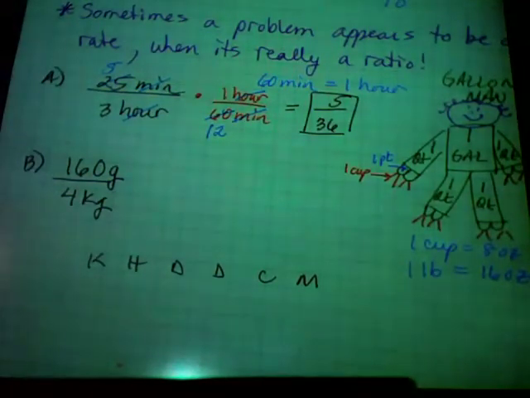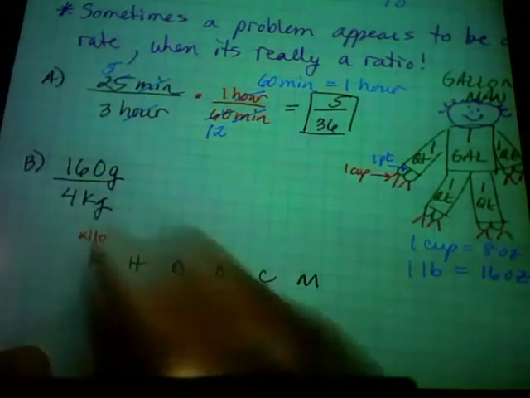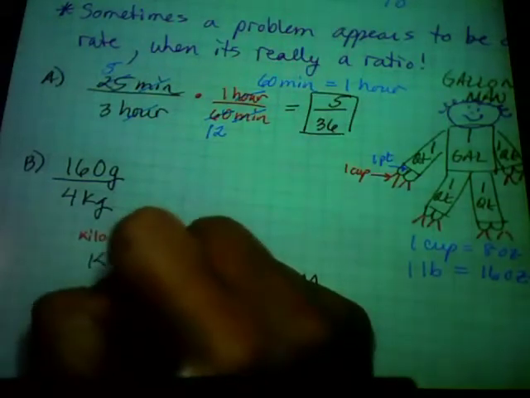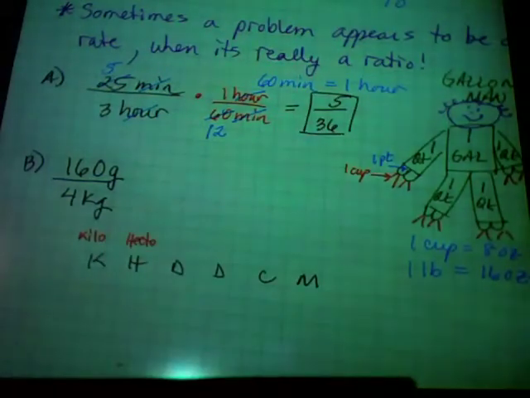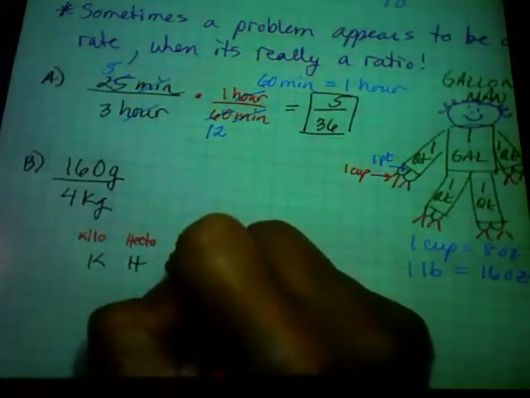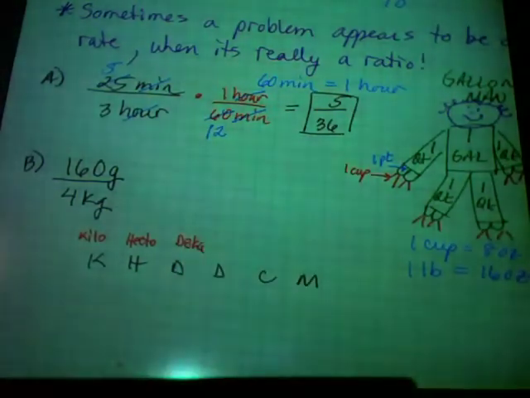We have some more to add to this in a minute. But what's K for? Kilo. What's H? Hecto, right? What's D? Deca. How do you spell that? D-E-K.